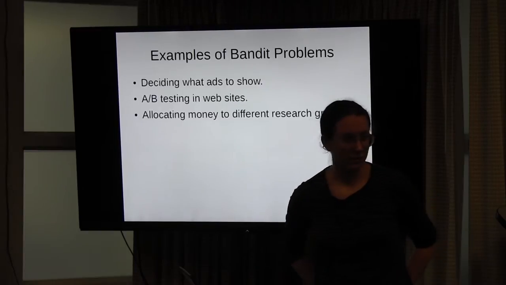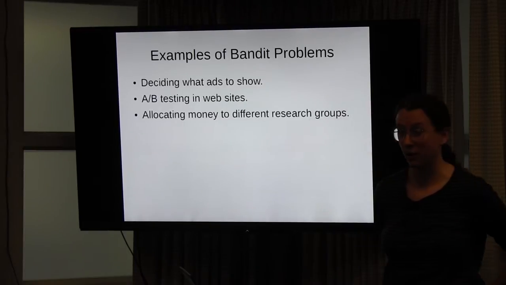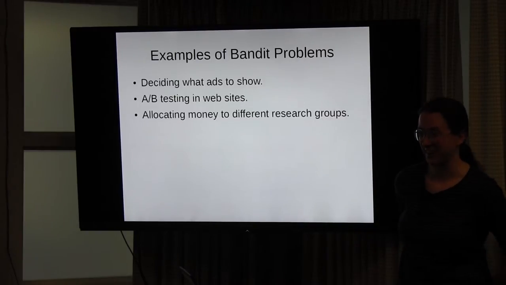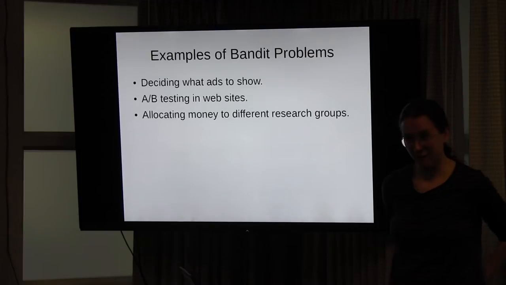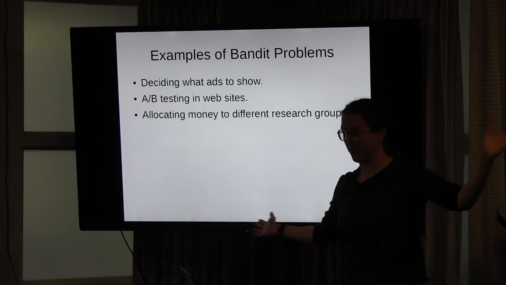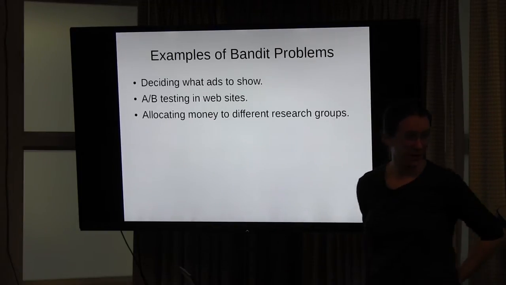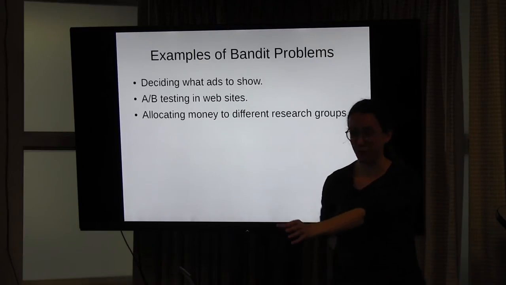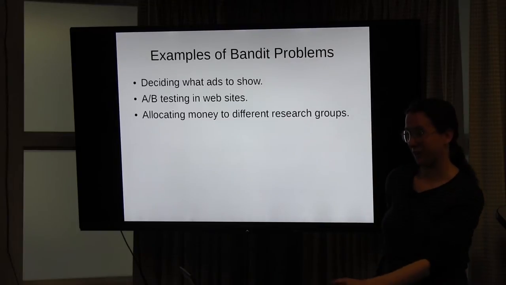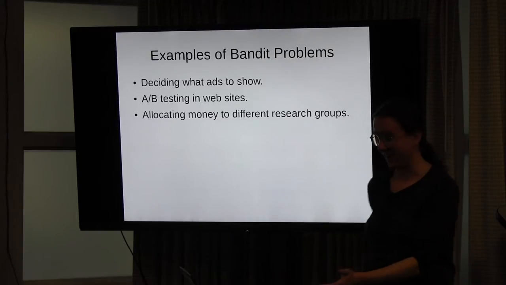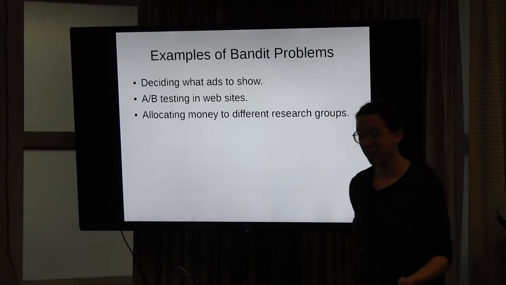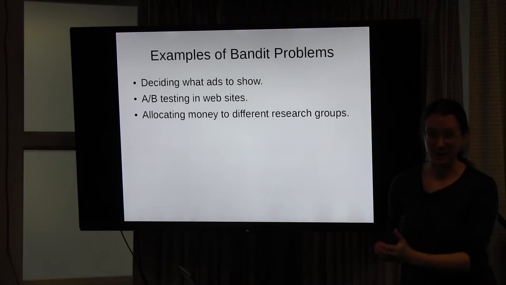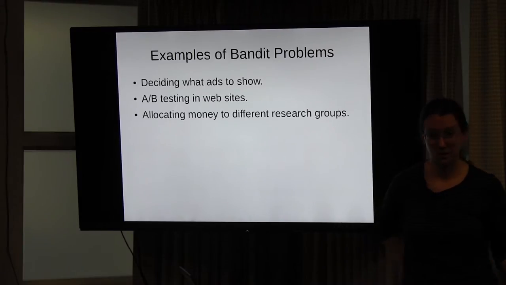One is deciding what ads to show on a website. So I'm Google, and you've just done a Google search for reinforcement learning. Google is going to display 5 ads, and it's got a really big database of ads to show. It's going to pull a lever and pick an ad to show you. And then you, the user, are going to give it a payoff or not. You're going to click the ad or you're not going to click the ad. And Google doesn't know how likely this ad is to cause you to click.